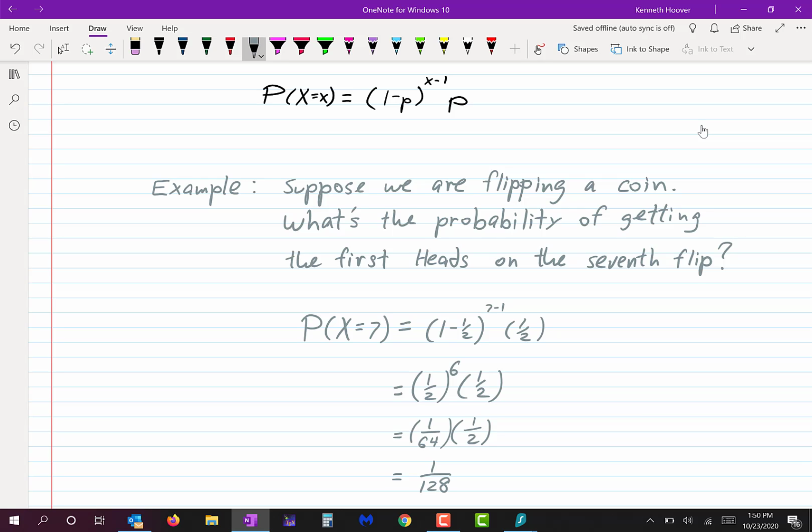See, that's a pretty small number. So it's a very small probability of getting 6 tails in a row and getting your first heads on the 7th flip.